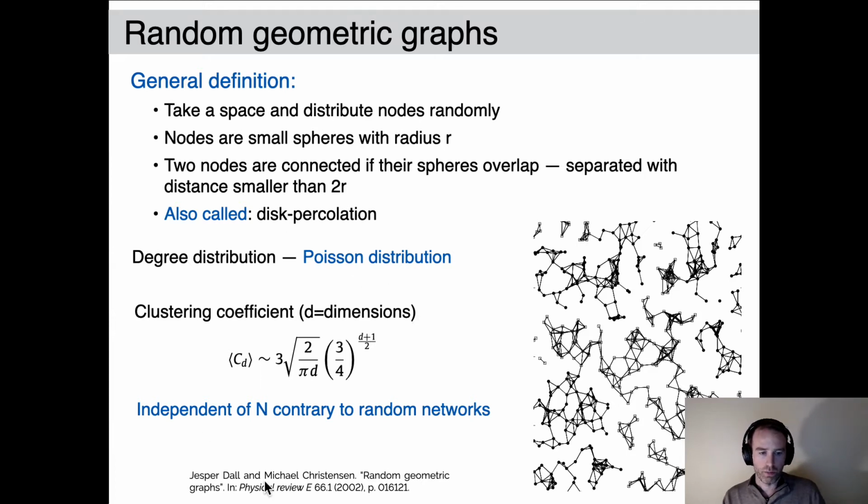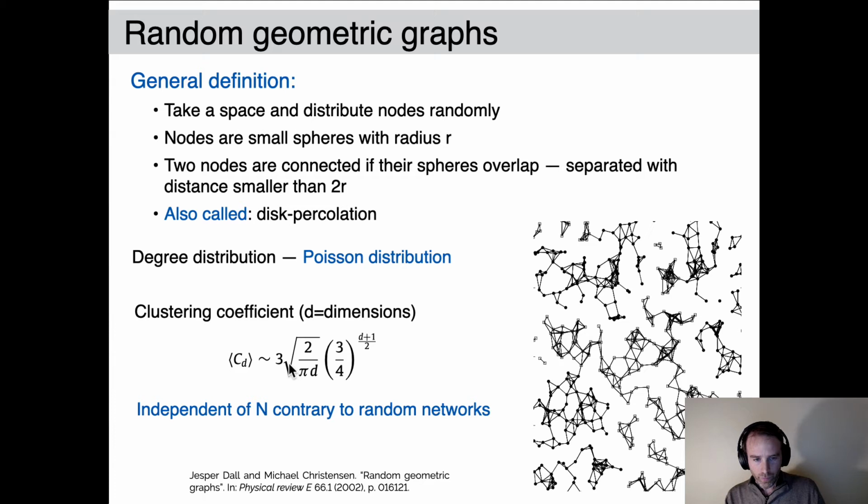So the properties of this graph have been studied. You can check the reference, and it has been observed that the distribution of degree is actually Poissonian, like in a normal random graph without space. But the important difference is about the clustering coefficient. If you remember, the clustering coefficient was vanishingly small in Erdős-Rényi random graphs, in normal random graphs. But in this case, it can be shown that it is defined by this equation.